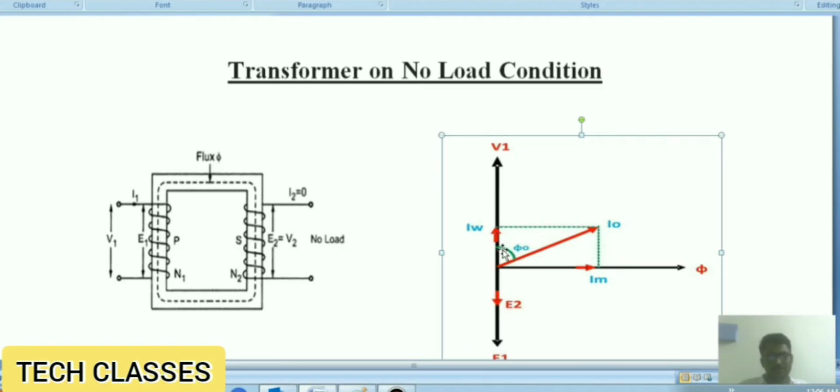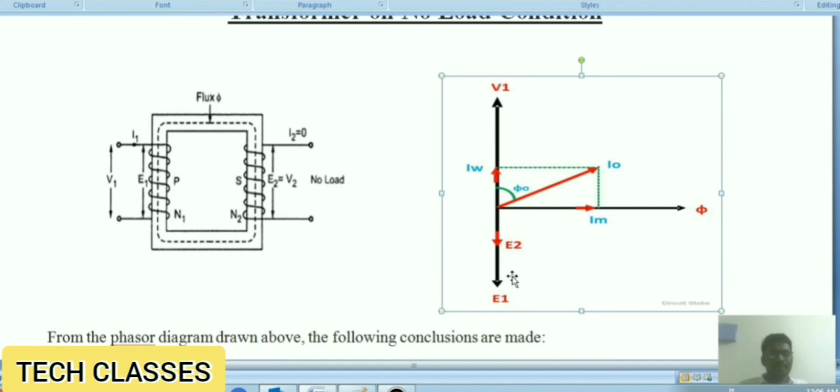Now if you observe, this angle phi naught is always less than 90 degrees. Also, the primary induced EMF and secondary induced EMF are both in the same direction, which is opposite to the applied voltage. The magnetic flux also lags the primary voltage by 90 degrees.